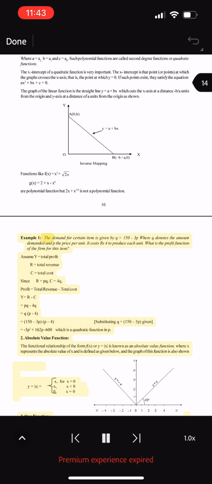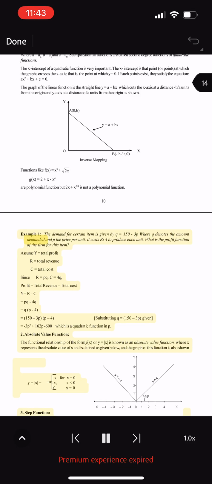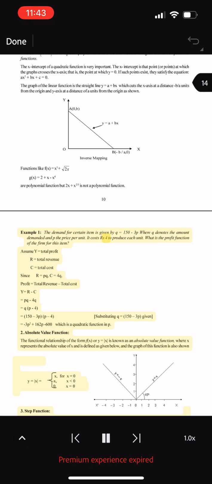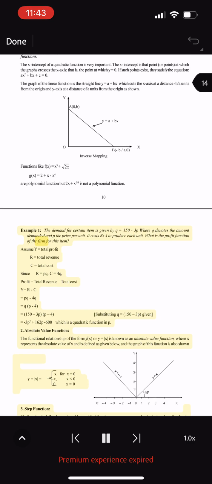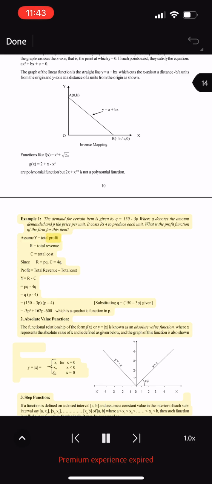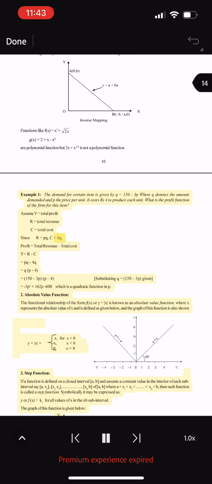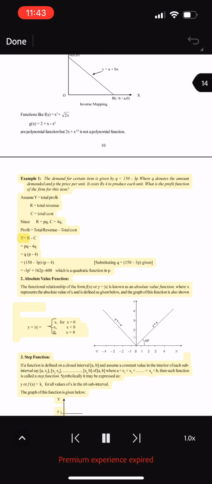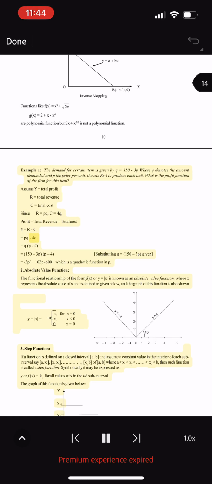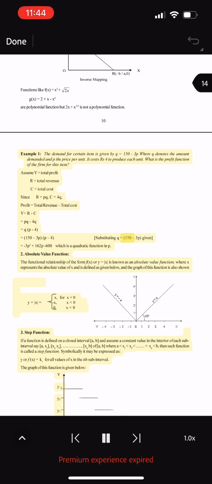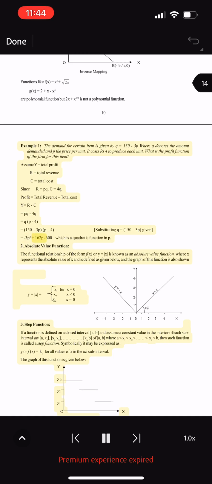Example 1. The demand for a certain item is given by Q equals 153 minus p, where Q denotes the amount demanded and p the price per unit. It costs Rs 4 to produce each unit. What is the profit function of the firm for this item? Assume Y equals total profit, R equals total revenue, C equals total cost. Since R equals pQ and C equals 4Q, profit equals total revenue minus total cost, so Y equals R minus C equals pQ minus 4Q equals Q(p minus 4). Substituting Q equals 153 minus p, as given, we get minus p^2 plus 157p minus 612, which is a quadratic function in p.